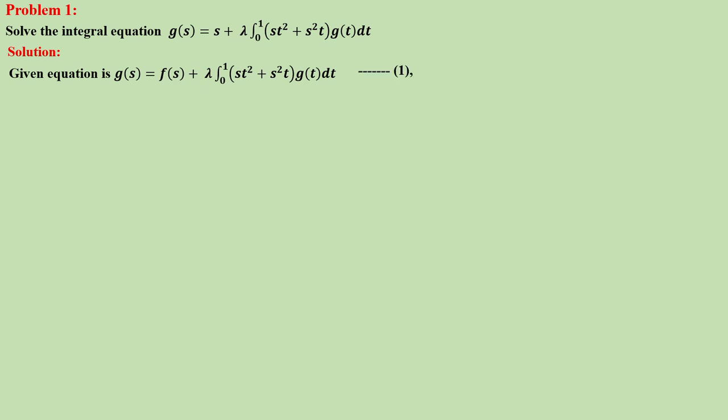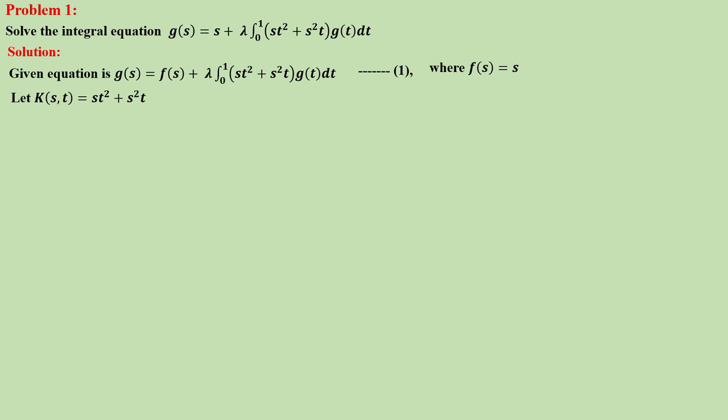So given g(s) = s + λ ∫₀¹ of the integrand. Here we have compared g(s) with f(s) plus the integral, so instead of f(s) we are taking s. So f(s) is a function that is equal to s, where f(s) = s.